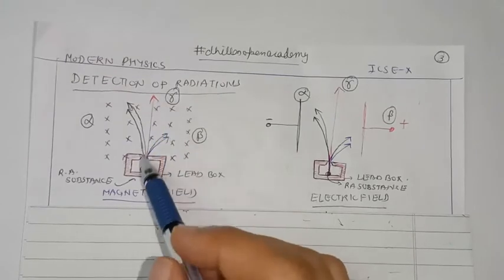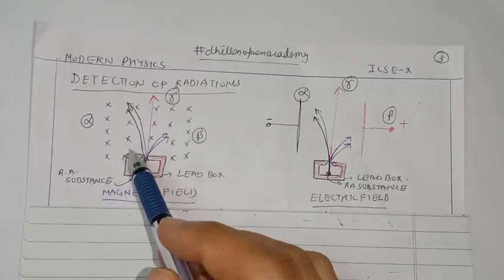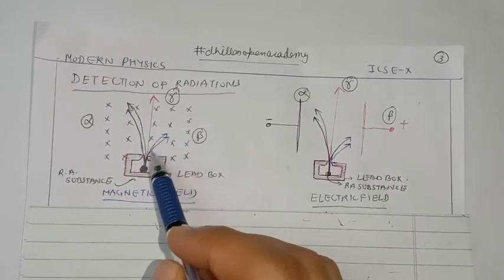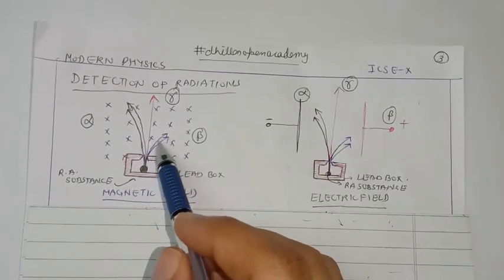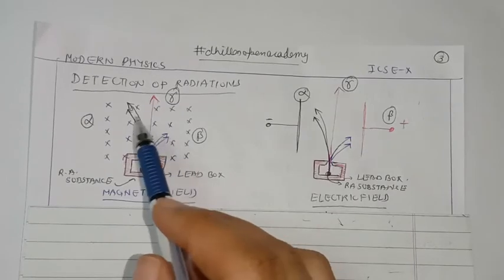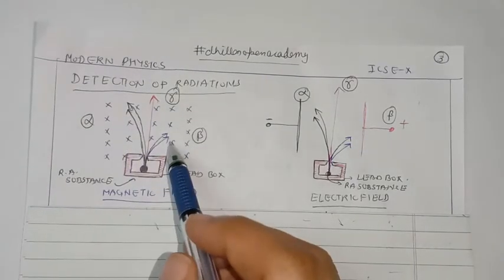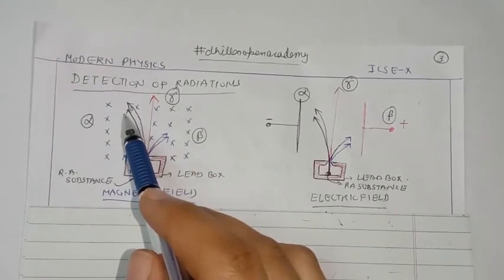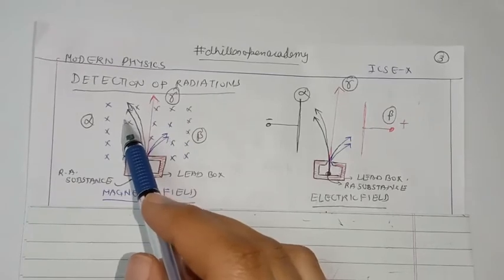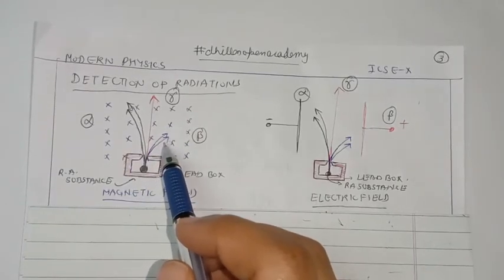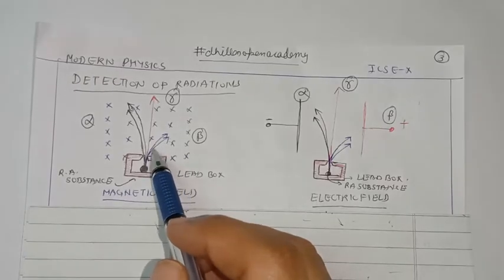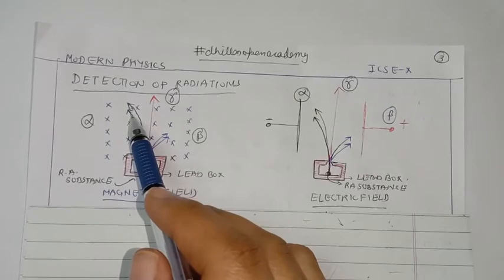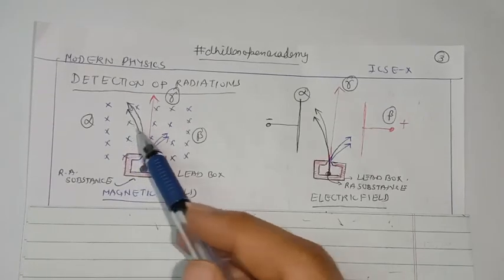Moreover, you can see that the change in the direction of alpha is less than that of beta. Beta radiations suffer more deflection, greater deflection as compared to alpha. This is because beta particles are electrons, alpha particles are helium nuclei, and we know that a nucleus is far heavier as compared to electrons. So because electrons are lighter in mass, they get deflected quite easily, while alpha particles, because they are helium nuclei, are heavy, so they suffer lesser deflection.